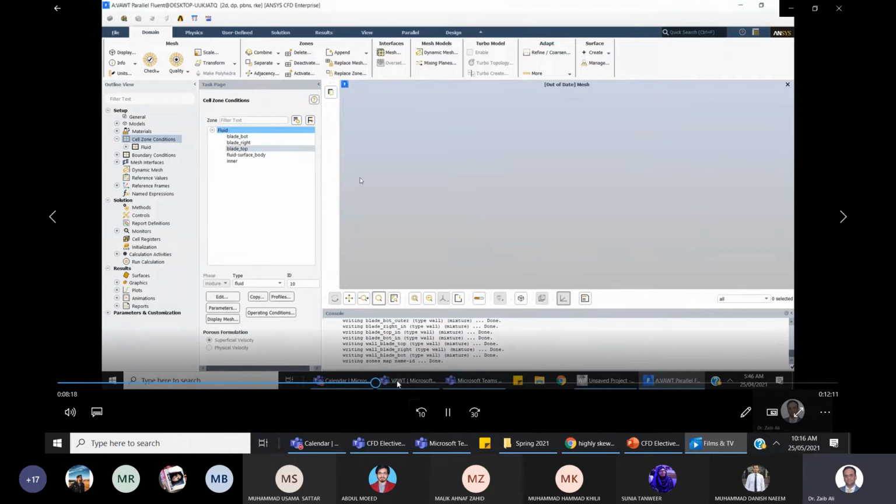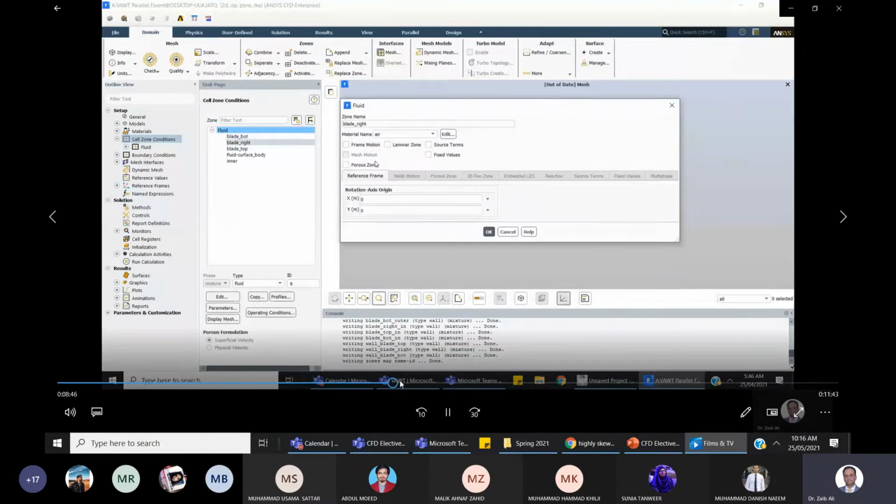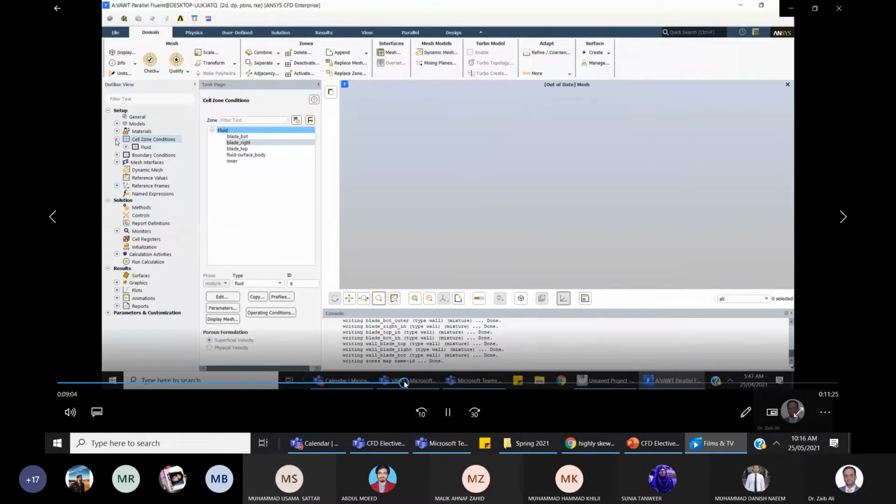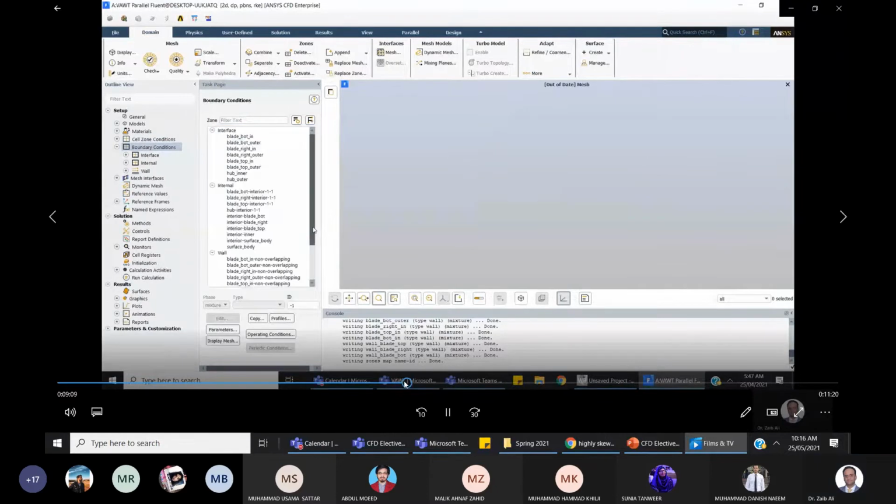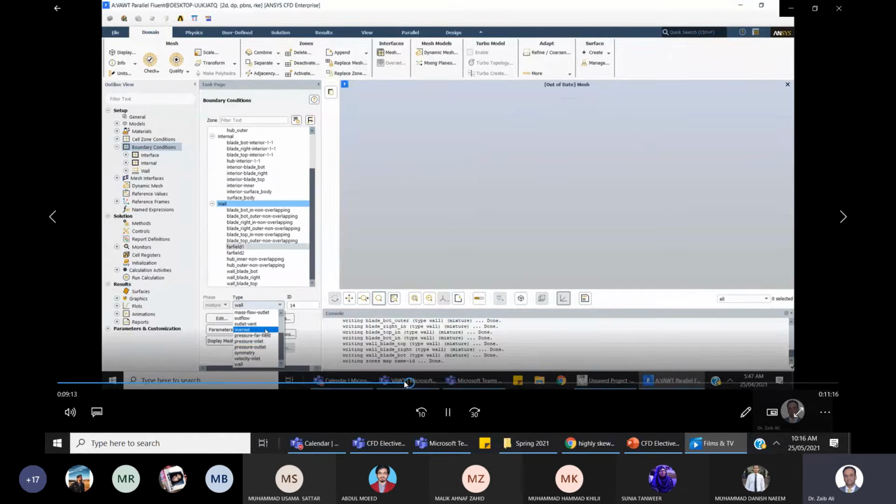That's it. So that step we'll be repeating. I'm skipping that for each of the blade zones. Okay, so that's done for cell zone conditions. Next, we will be describing the remaining boundary conditions.